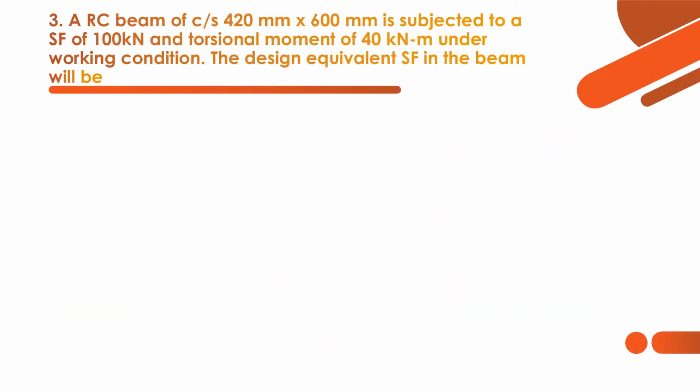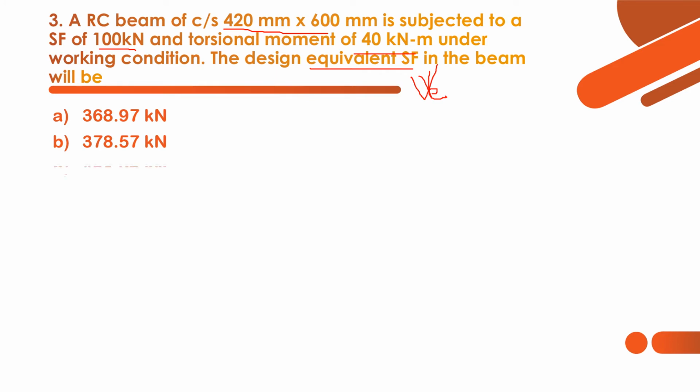The RC beam of cross section 420 cross 600 mm is subjected to a shear force of 100 kN and torsional moment of 40 kN/meter. So they have given three values: one is cross section, one is shear force, one is torsional moment. We have to find the design equivalent shear force, that is V suffix E. So we have to find VE.